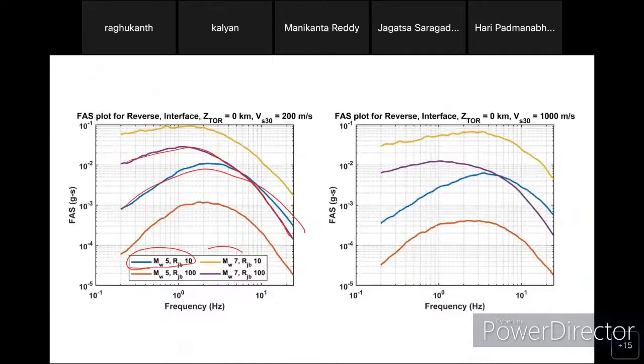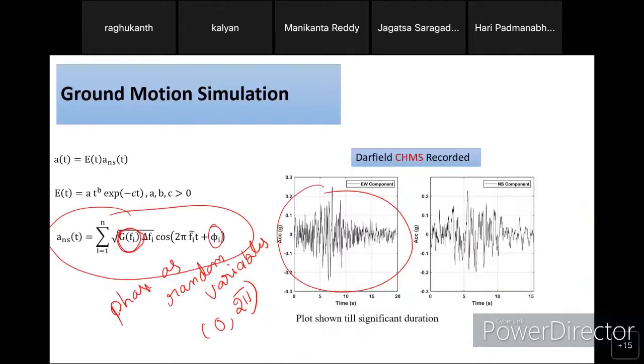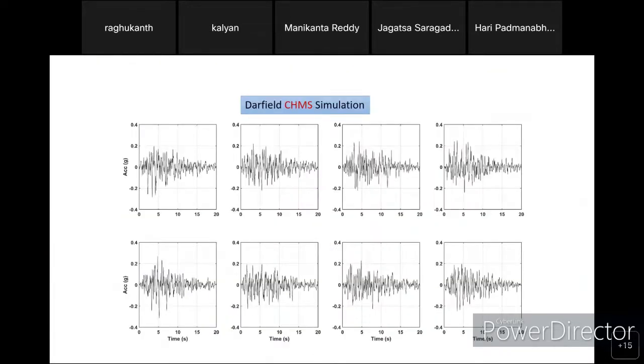And you can generate an ensemble, assuming the phase is random. So you can simulate several samples, and their average matches with the predicted Fourier amplitude spectra. So you can see these are all the sample simulations. So you can easily compute all these time histories also. So with very few inputs, you can simulate the entire time history itself, okay.